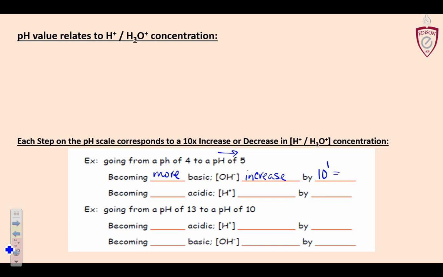Notice he put a 1, 10 to the 1. So 10 times 10 to the first is 10. And that 1 is the number of spaces that you jumped. Correct. One space jump, base 10 logarithm, 10 to the first, 10 times.